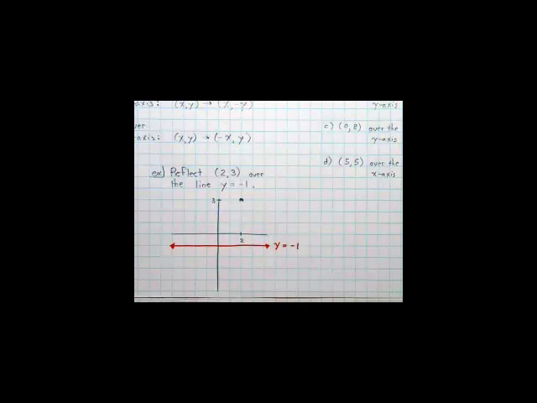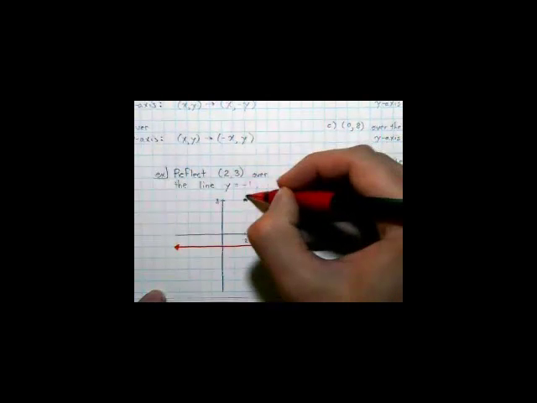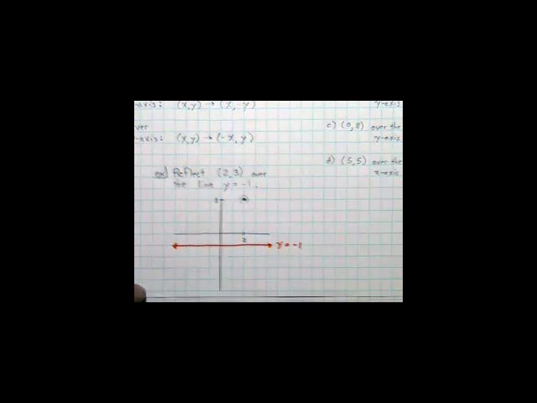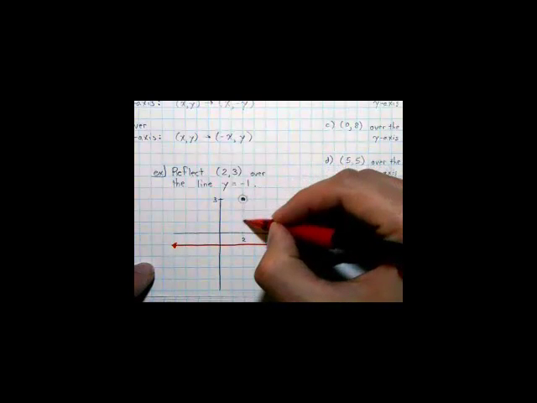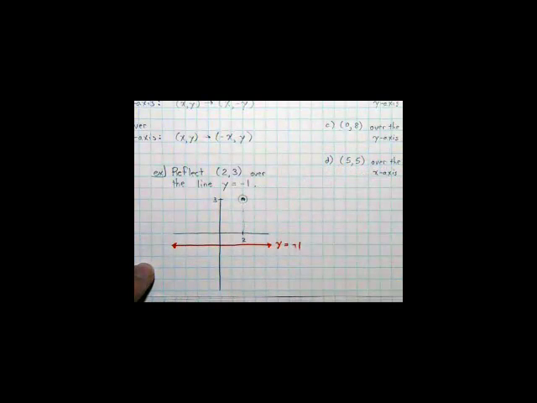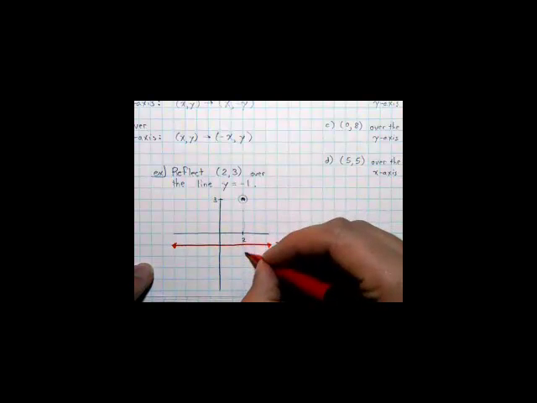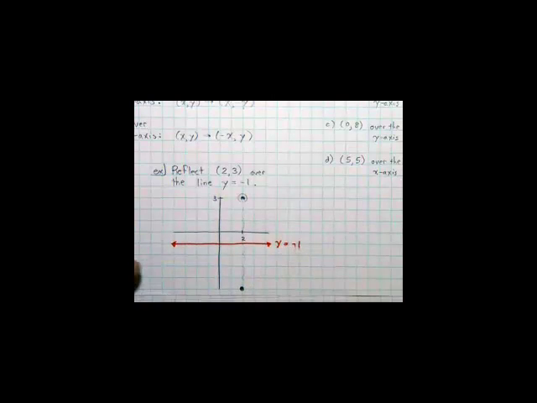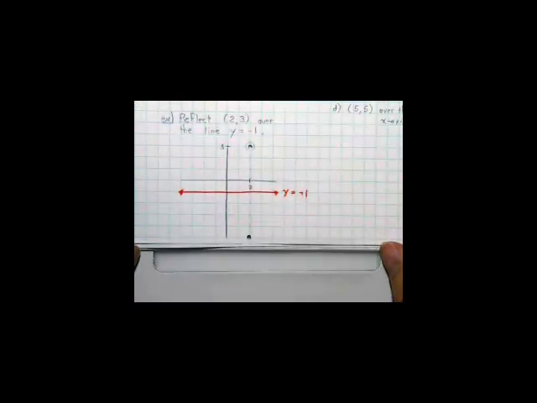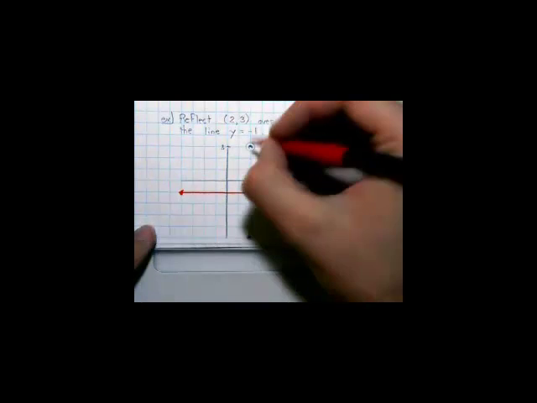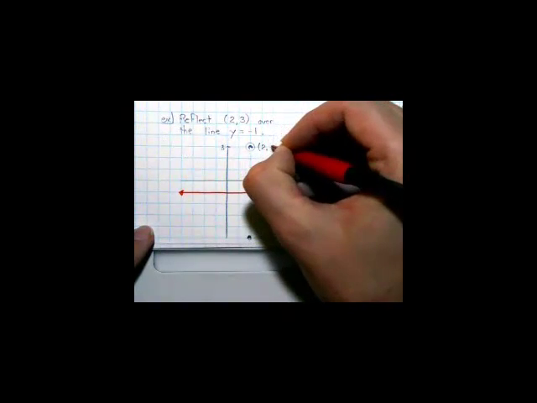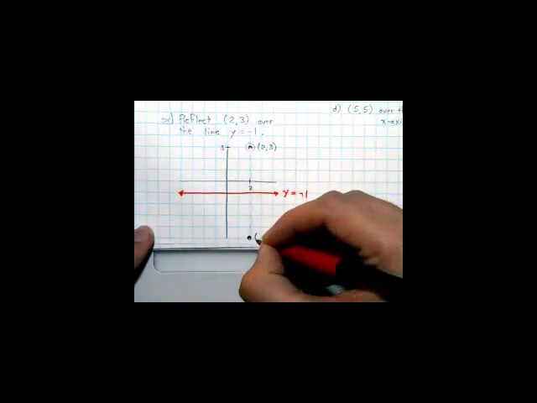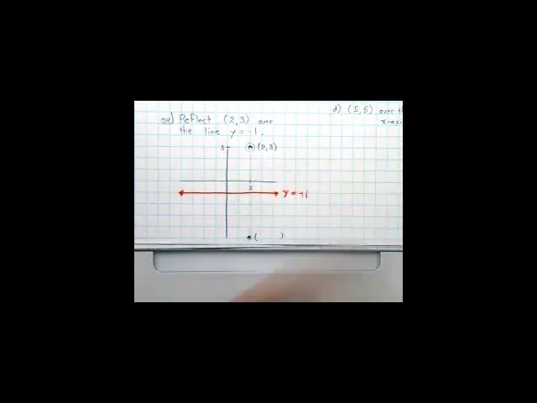But the concept's still the same though, right? You take this point, count down to that line, 1, 2, 3, 4, and then I have to go 4 on the other side of it. 1, 2, 3, 4. So my image is all the way down there. Okay? And what are the coordinates of that new point? Our first point was (2, 3), but where are we at now if I went all the way down that far? (2, -5).